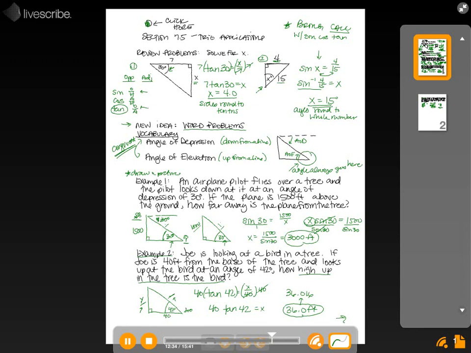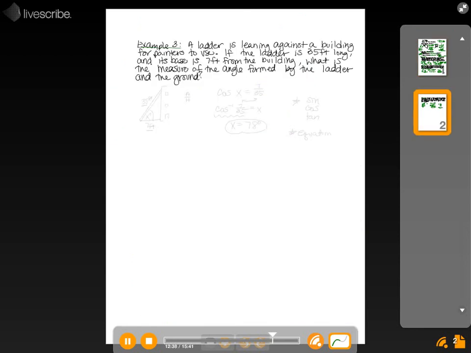Now we have one more example to do. Example 3 says a ladder is leaning against the building for painters to use. If the ladder is 35 feet long and its base is 7 feet from the building, what is the measure of the angle formed by the ladder and the ground?